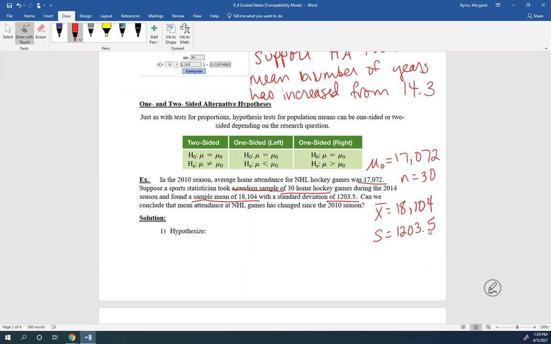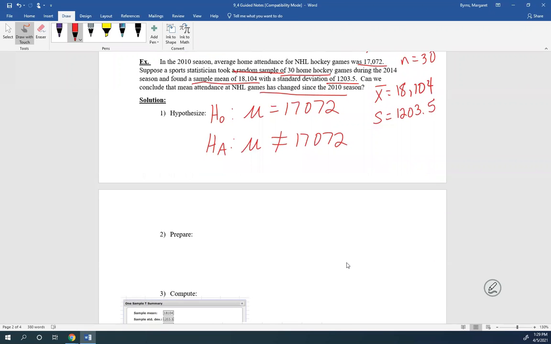So the question says, can we conclude that mean attendance at hockey games has changed? Based on that, we can go ahead and set up our hypotheses. Our null hypothesis, again, good notation, you're going to say H naught colon, and then not using p now, we're using mean. So we're going to say mu equals the assumption nothing has changed. It's still 17,072. Your alternative, H sub A with your colon, is that the mean has changed. So we're going to say not equal to 17,072.